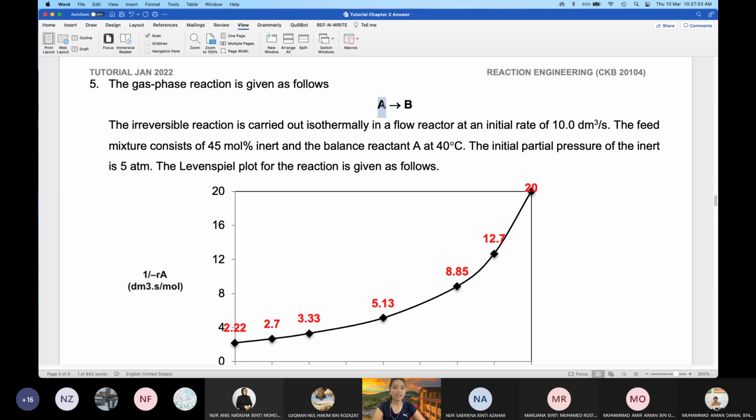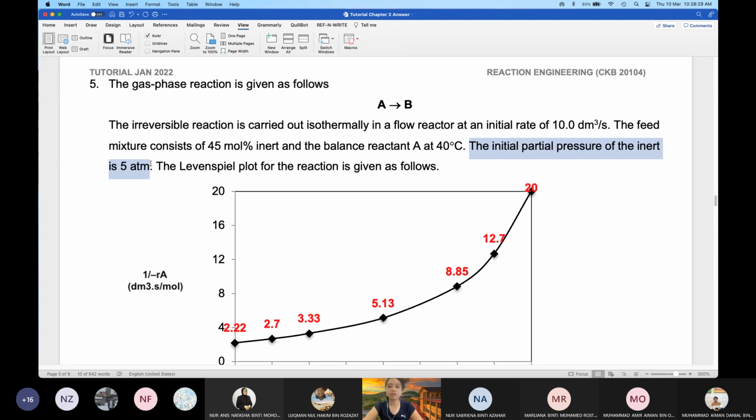Means YA0 saya 0.55. Okay, kenapa 0.55? Sebab 45% inert, 55% A. So YA0 0.55. Next, dia beritahu kita temperature 40 Celsius, T naught 40 Celsius. The initial partial pressure of the inert is 5 atm. So dia beri kita pula partial pressure inert. So dia beritahu kita tekanan inert tu adalah 5 atm.